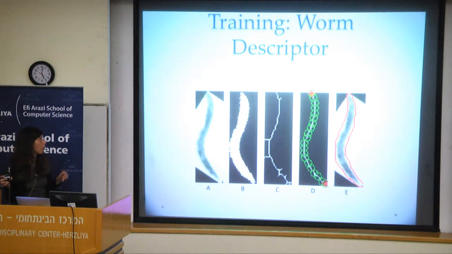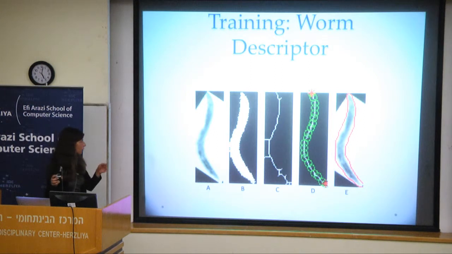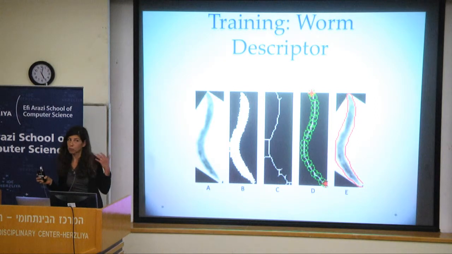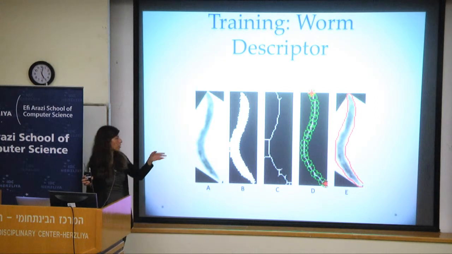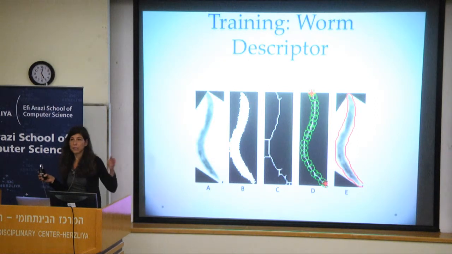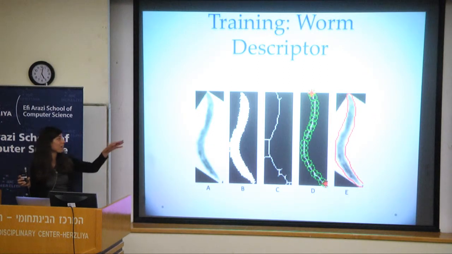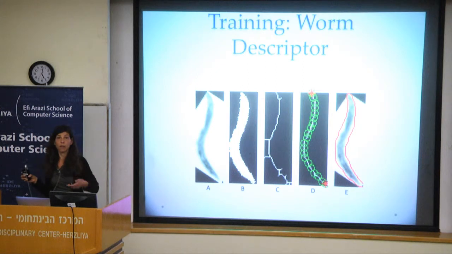I will briefly go over the training. This is quite simple. We have an isolated worm. We do segmentation, extract the skeleton, space the skeleton, and define it as a vector. Now it's very easy to reconstruct back from the vector to the worm.